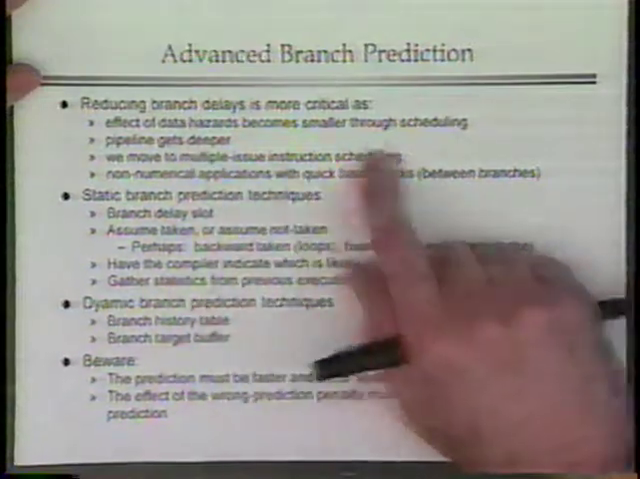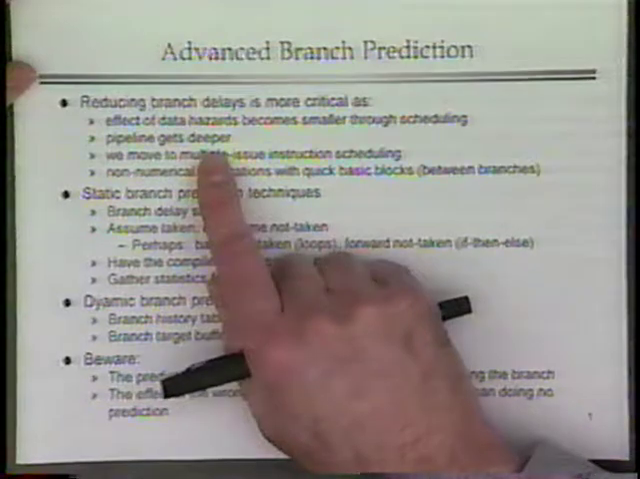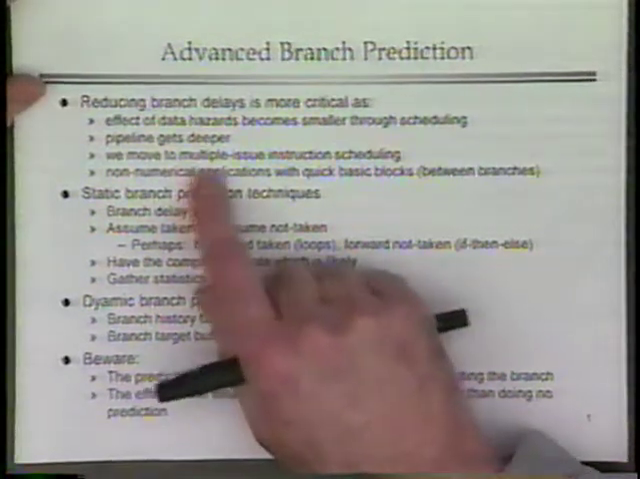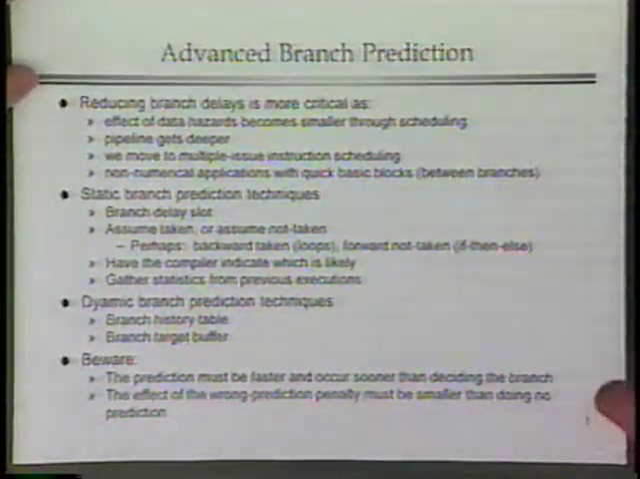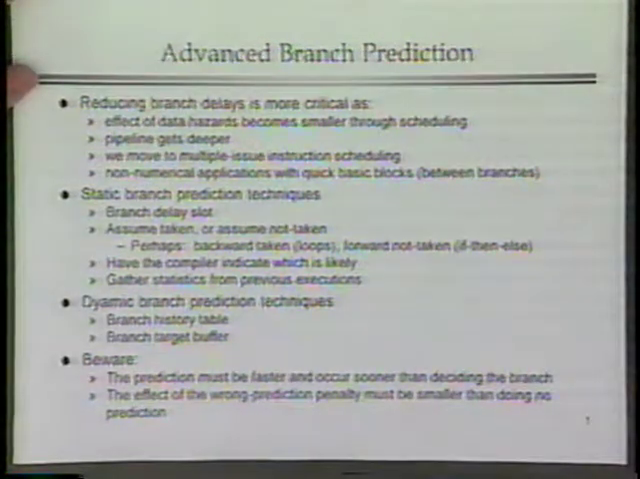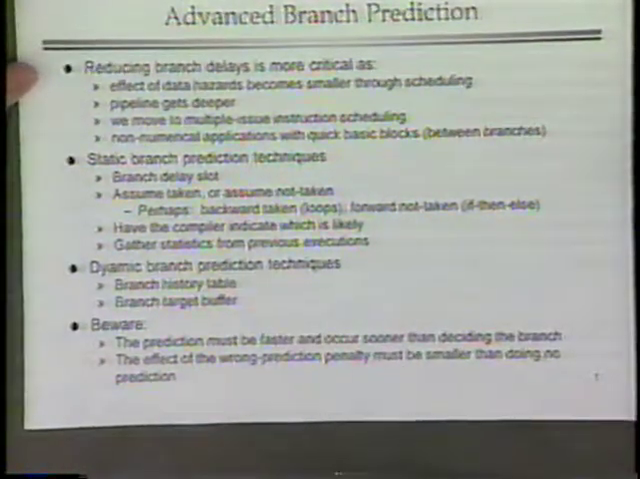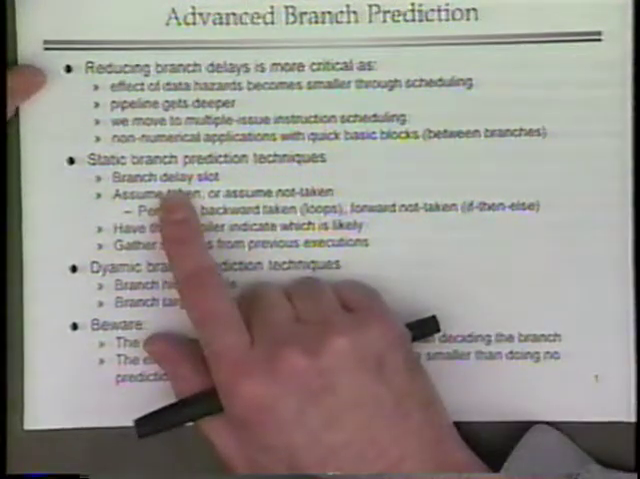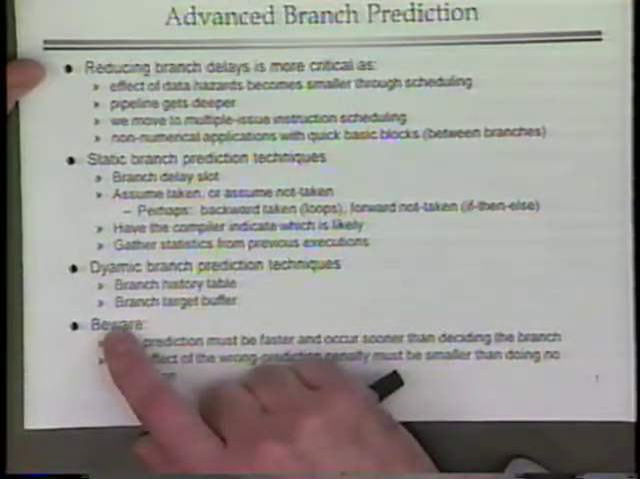Because of what we've done with dynamic scheduling, the effect of data hazards is getting smaller. Pipelines are getting deeper. And we're going to gradually, as I mentioned, move to multiple issue instruction scheduling, where on each cycle you can issue more than one instruction at a time. So all of the instructions between branches are getting done in a smaller and smaller amount of time, and branches aren't getting faster. So we need somehow to reduce the branch delay better than we were doing before. What we've talked about so far are branch delay slots. Well, that works okay if you're trying to cover up a single cycle delay.